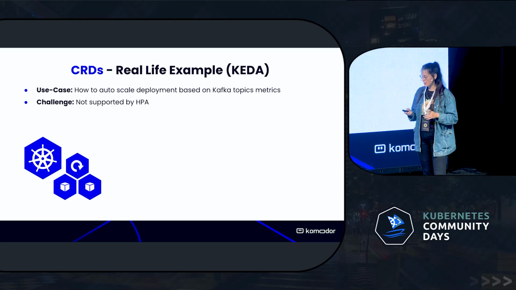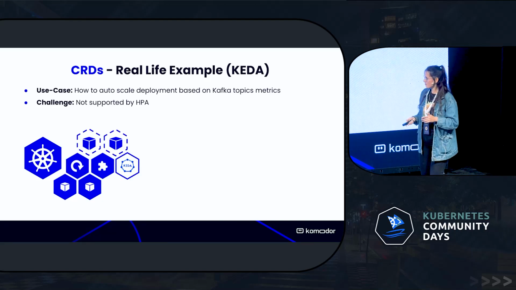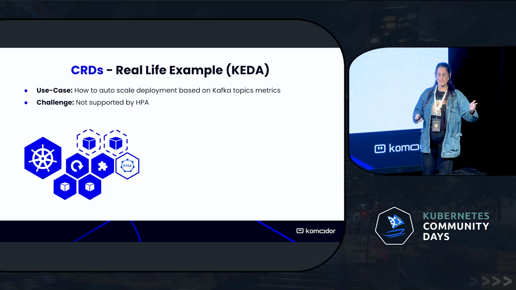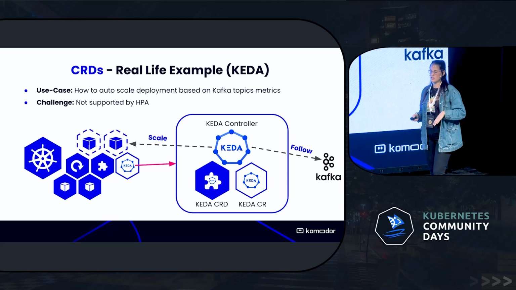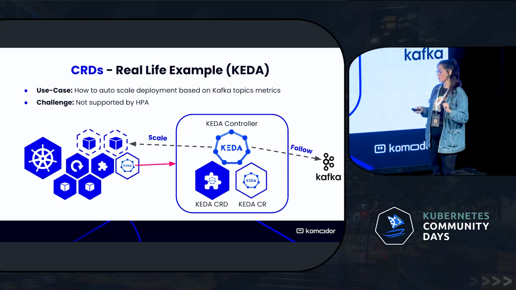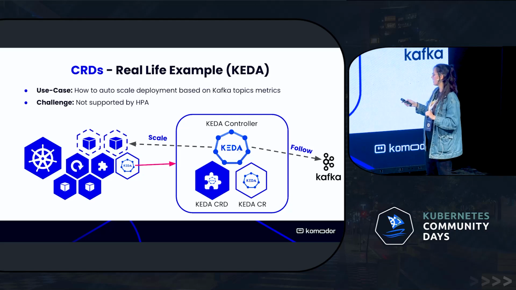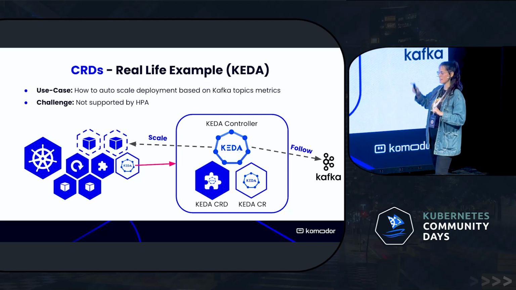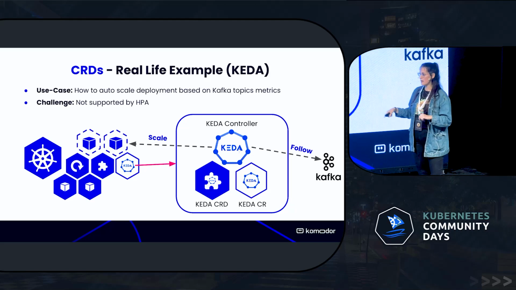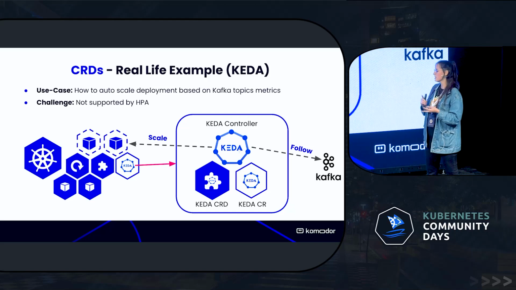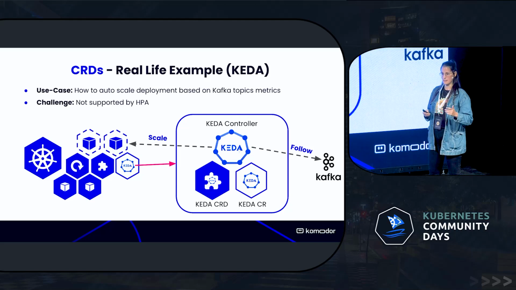And that solution is KEDA. KEDA is a Kubernetes-based event-driven autoscaler. And once you install KEDA, it actually creates 4 custom resources for you. And those resources enable you to map an event source, in this case Kafka, to some resource for scaling. So if you look at it, KEDA actually provides everything that you need, the CRs, the CRDs, the controller, in order to perform some advanced autoscaling.